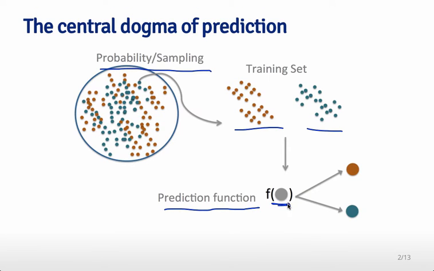Then you'll use those characteristics to build what's called a prediction function, and the prediction function will take a new dot whose color you don't know, but using those characteristics that you measured will predict whether it's red or whether it's blue. Then you can go off and try to evaluate whether that prediction function works well or not.